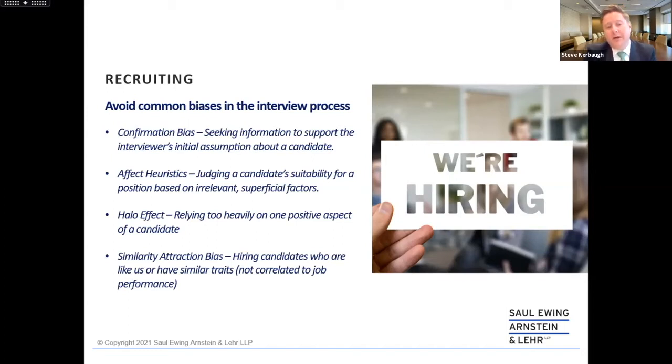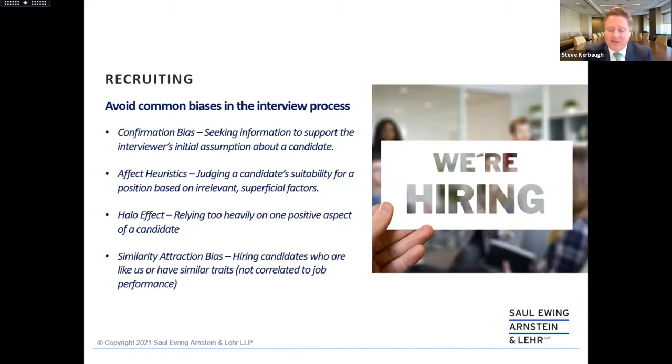With regard to recruiting, there are some common biases in the interview process that we should be aware of and that we should really seek to temper. One is the confirmation bias, and that's seeking information to support the interviewer's initial assumption about a candidate. This is a surprising statistic, but 60% of interviewers will make a decision about a candidate within the first 15 minutes of meeting them, and some will have done it before the interview even happens.